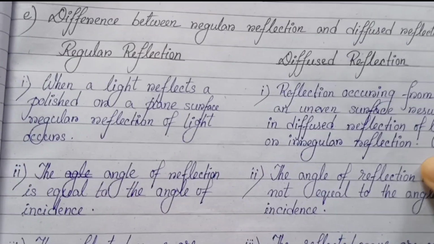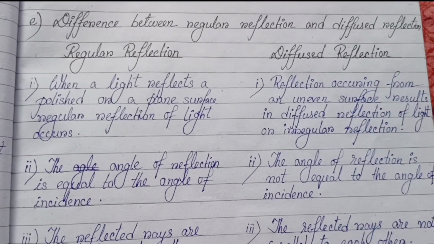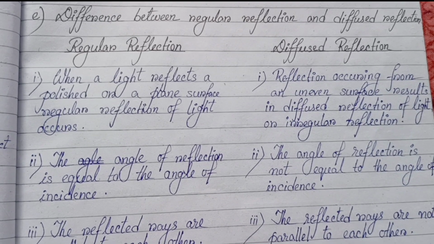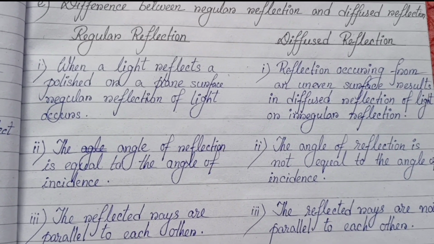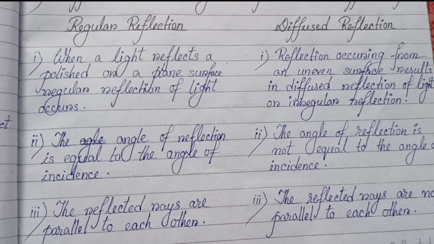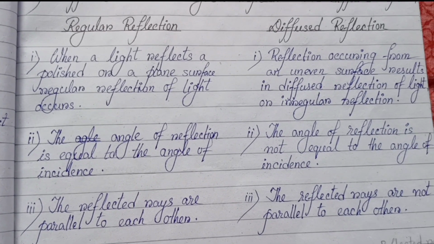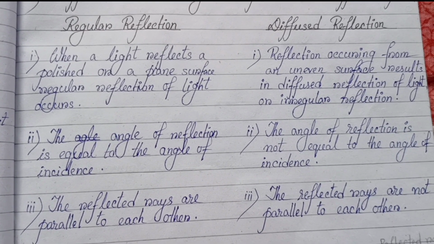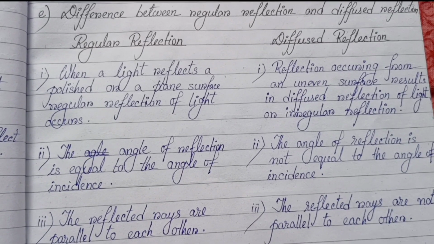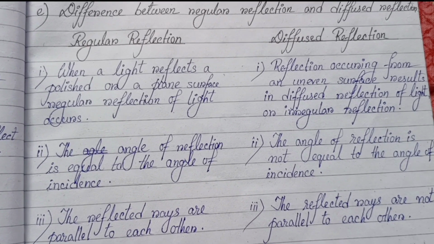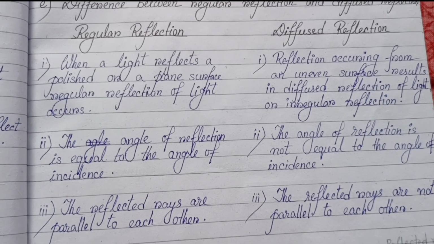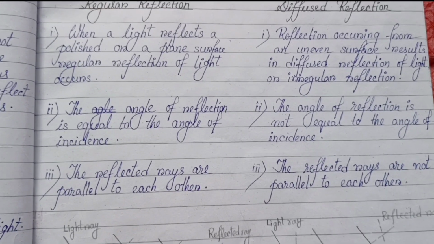Next, number E. Difference between regular reflection and diffused reflection. Regular reflection. When light reflects from a polished or a plain surface, regular reflection of light occurs. Number 1. Diffuse reflection. Reflection occurring from an uneven surface results in diffuse reflection of light or irregular reflection.